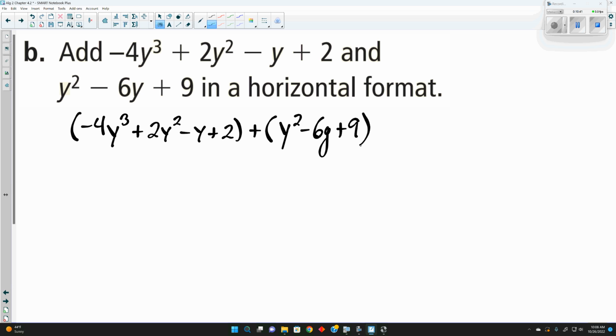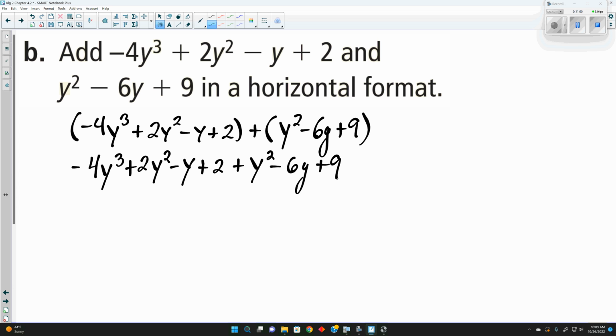Now again, we don't have anything in front of either of these parentheses besides the plus or a positive, so we can drop the parentheses, which leaves us with negative 4y cubed plus 2y squared minus y plus 2, plus y squared minus 6y plus 9. Questions on this so far? Now at this point here, we could reorder this so the like terms are next to each other, but really what are we doing? We're combining like terms, yes?